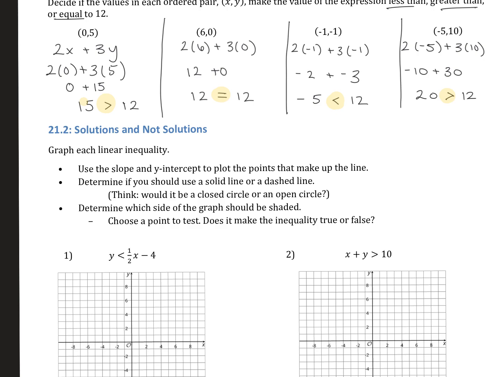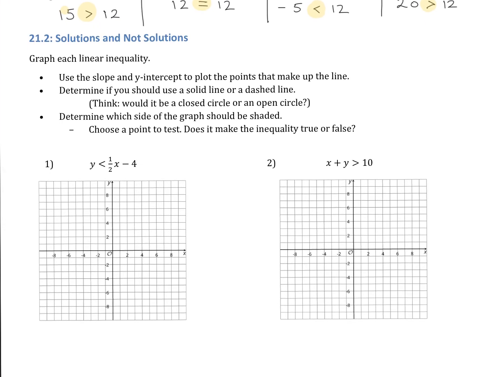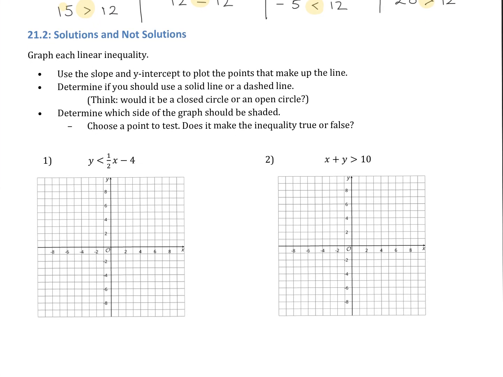So when we're graphing an inequality, we are going to be looking to figure out which side of that graph follows the inequality that we're given. So we start out just like we're going to graph an equation. The first step is to use the slope and the y-intercept to plot the points that make up our line. So in my first problem, I have y is less than 1/2 x minus 4.